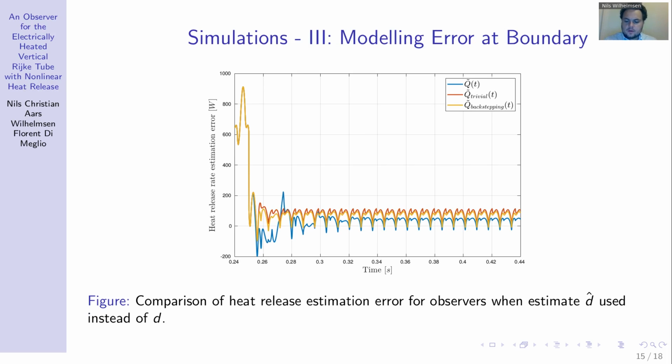The equivalent plot is shown for the simulation where the reflection coefficient d is unknown. All observers have bounded estimation errors in this simulation scenario, but the observer from our paper has the smallest error, as can be seen. The backstepping gains help the observer using them a bit, as the error from that observer is a bit smaller than the one from the trivial observer.